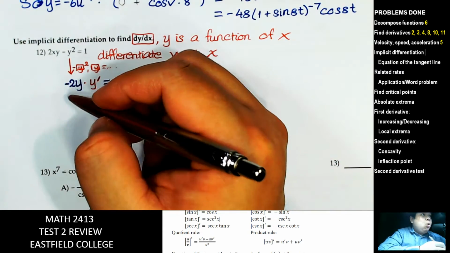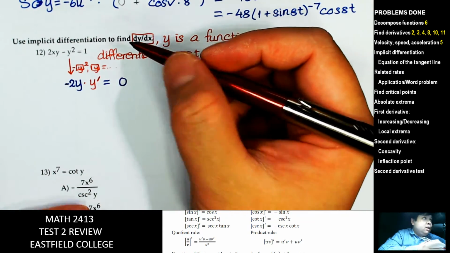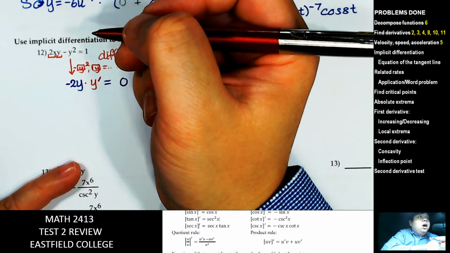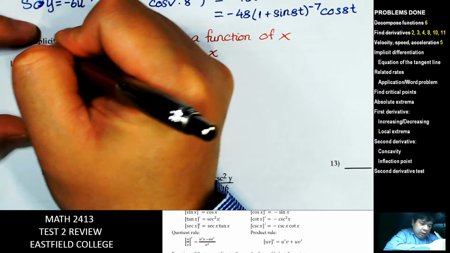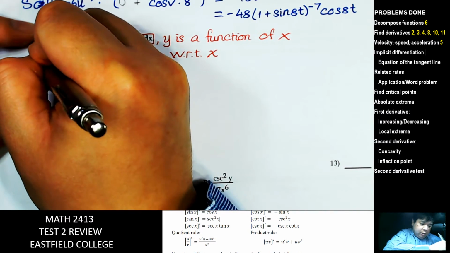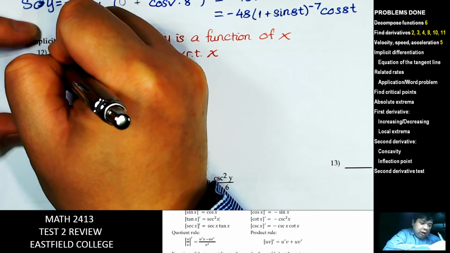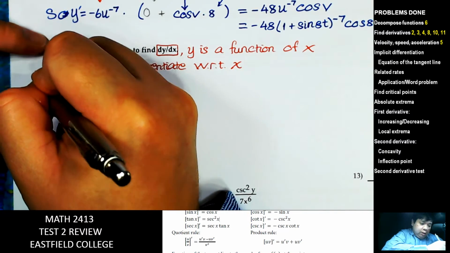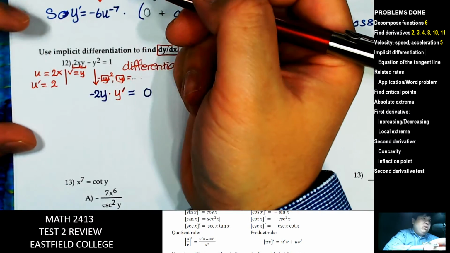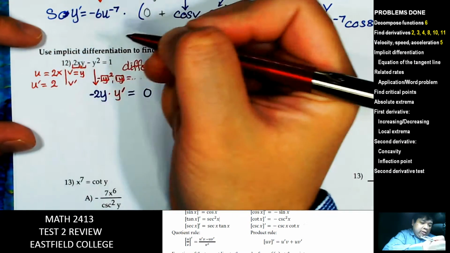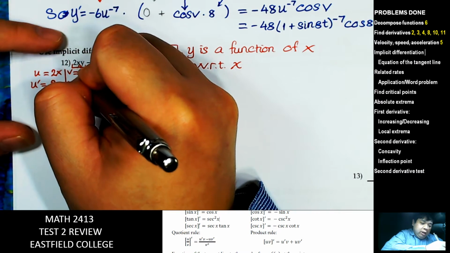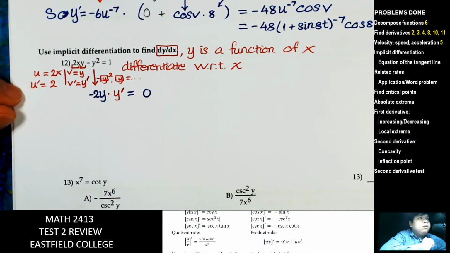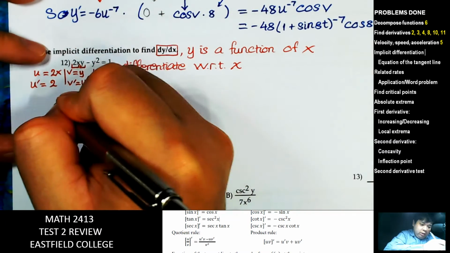Right. So notice that y is a function of x, so we have to have this. Next, this requires to use a product rule. So u is 2x, v is y. So u prime is 2. Derivative with respect to x, just that, but derivative of v is going to be y prime. Right. So we have a product rule.